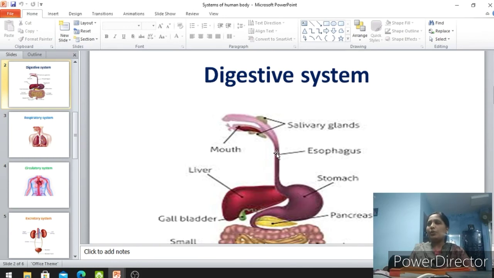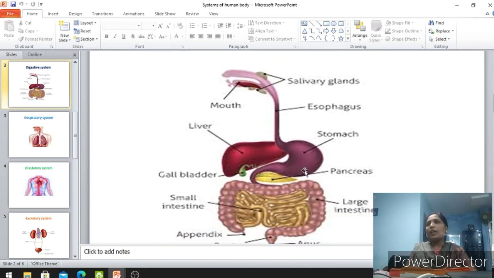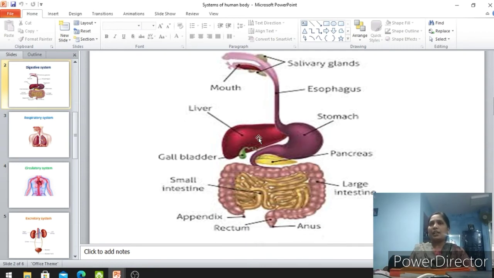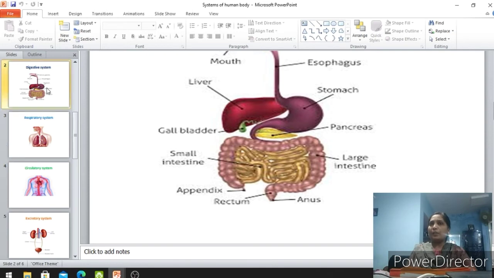And about the digestive system, you learned completely. What is the internal organ in this slide? Here the internal organ is the stomach. And in what way is it helping? It helps to digest the food. It converts complex food into simple food. That's the function of the stomach. It's an internal organ. So we are completed.